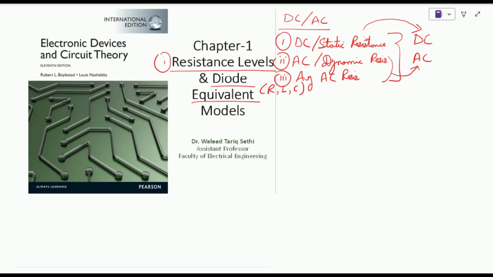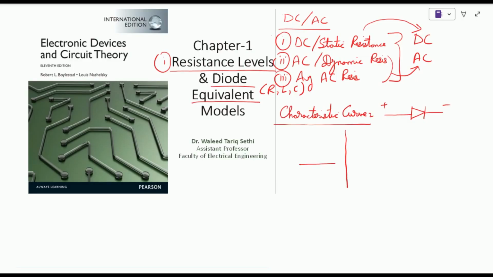So how we are going to do the analysis is dependent upon the behavior of the diode. In the previous lecture, we talked about something known as a characteristic curve. Characteristic curves are basically associated with any electronic device to understand the behavior of that electronic device. Since we are talking about the semiconductor diode, we saw this behavior of the diode in terms of its characteristic curve.